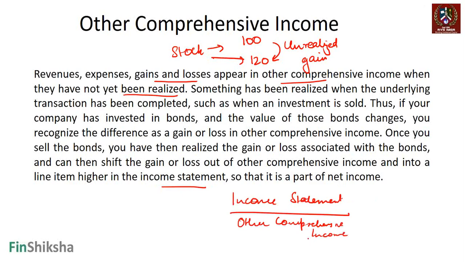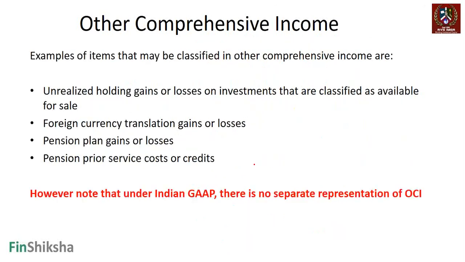Now, the treatment of other comprehensive income differs in Indian GAAP and IFRS, but typically any unrealized gains or losses occurring in the company's normal course of work are going to come under other comprehensive income. These are gains that have not been materialized, right? Now, there are broadly four kinds of items that can get classified in other comprehensive income. Unrealized holding gains or losses on investments that are classified as investments held for sale, available for sale.